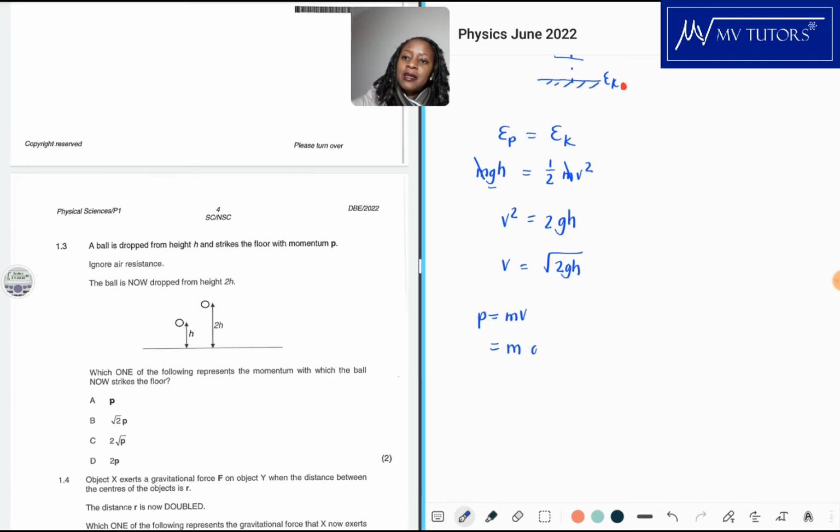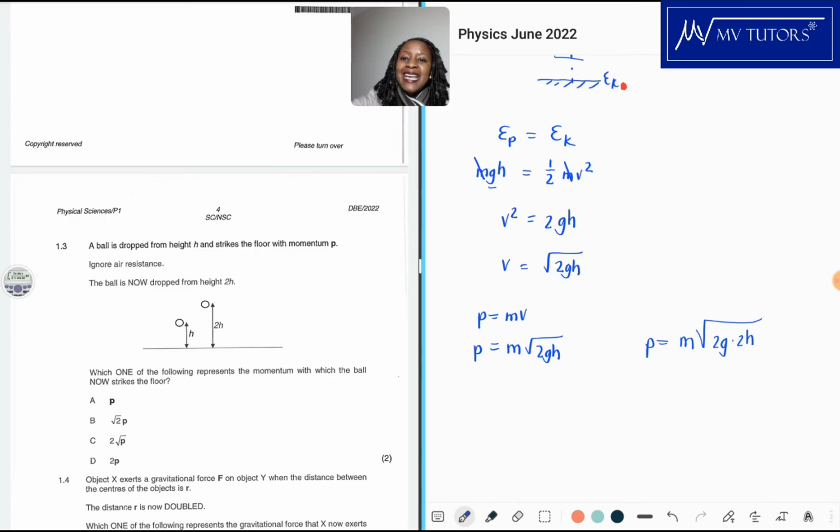Okay, so basically 2gh. So this is our formula for momentum in terms of height, having used the kinetic energy and the potential energy equation being equal to one another. So now I need to get the momentum when we have twice the height. Okay, so if I have twice the height, then I would have mass times 2 times gravitational acceleration, 2 times the height, because that's what I have there.